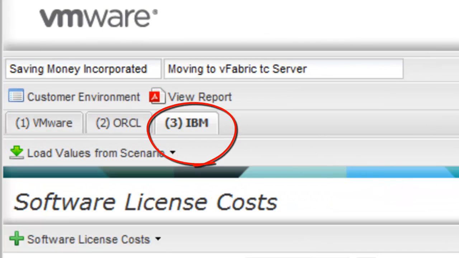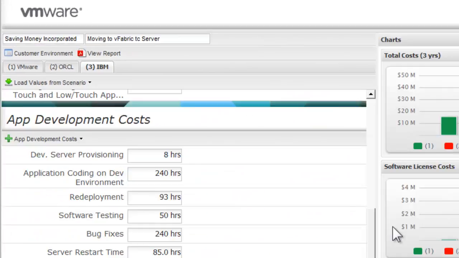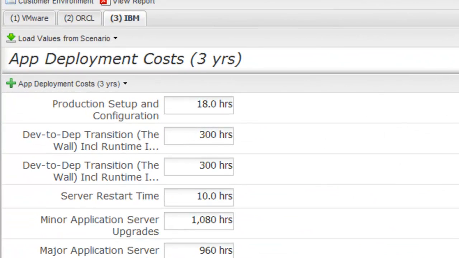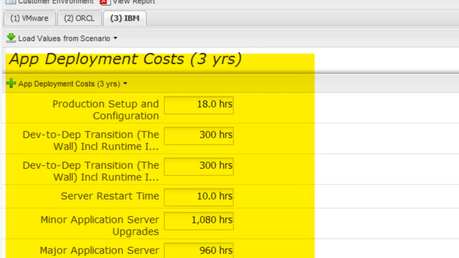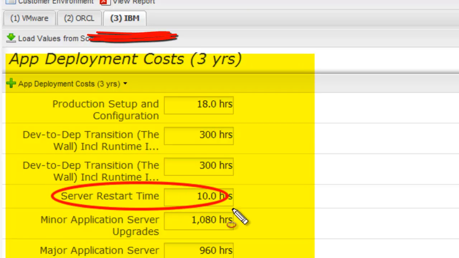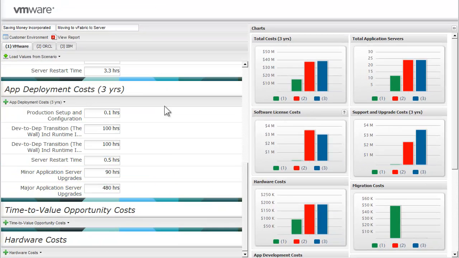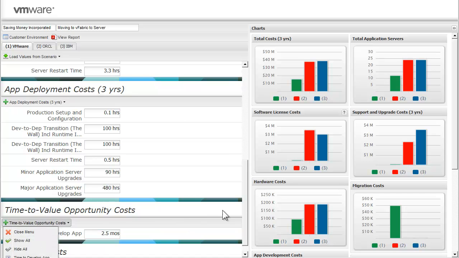vFabric tcServer is extremely lightweight. It has a very short restart time and the expense for this is very minimal. A commercial application server will have the same disadvantage in production environments as it has for developers in their development environment. A J2EE server with its very long startup times, we can see the same delay here, the same 20x factor of restarting tcServer versus a J2EE application server.